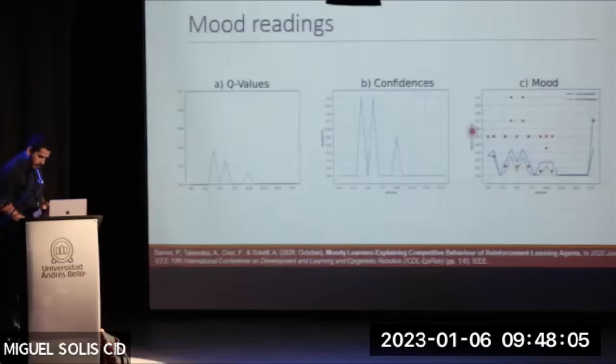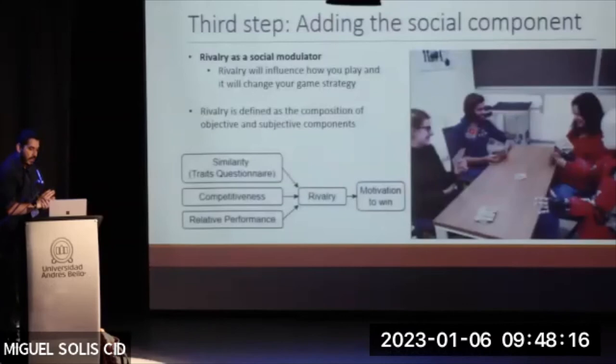Once we understood how these agents learn, what they learn, and how we can represent this learning in an affective component, our last step was to add the social component. Right now, all these agents are only playing the game against themselves, and most importantly, they're only observing the game itself. They're not observing how the other players behave while playing the game.